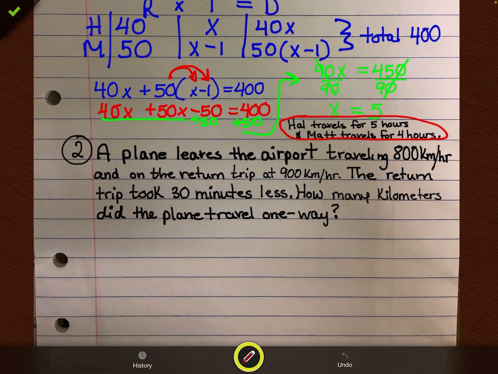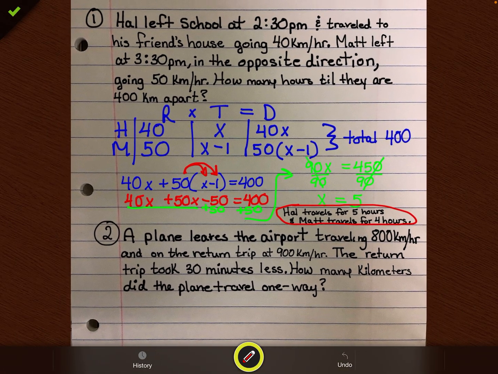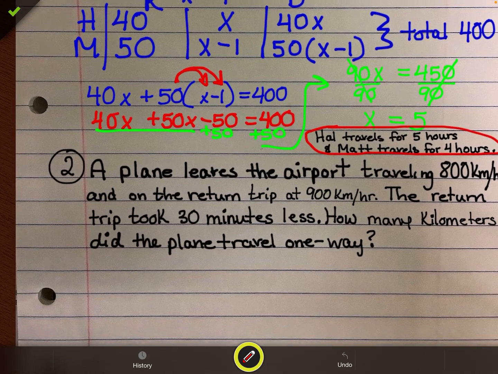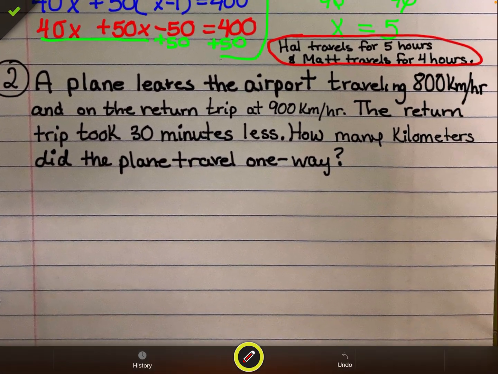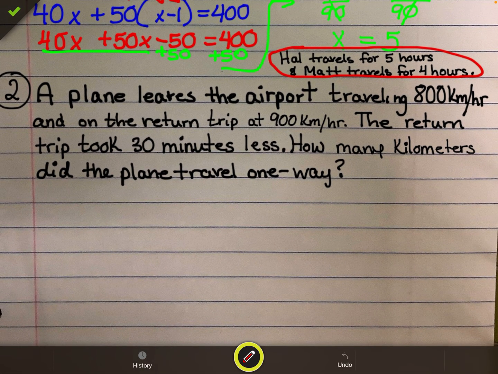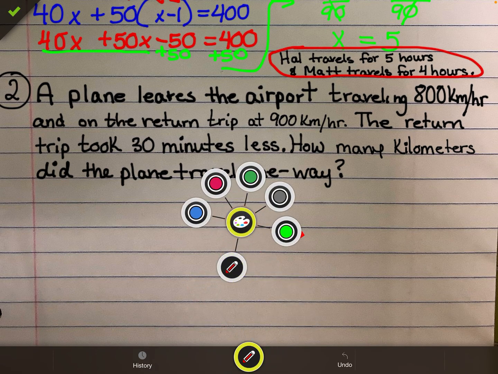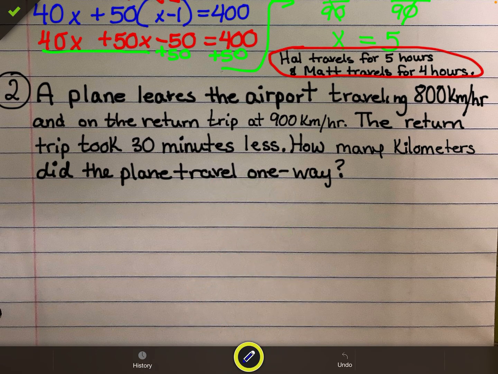Go ahead and try number 2 on your own, and then when you're ready to check, you can hit the play button and see if your answer matches mine. Okay, so for number 2, a plane leaves the airport traveling 800 kilometers per hour and on the return trip at 900 kilometers per hour. The return trip took 30 minutes less. How many kilometers did the plane travel one way?